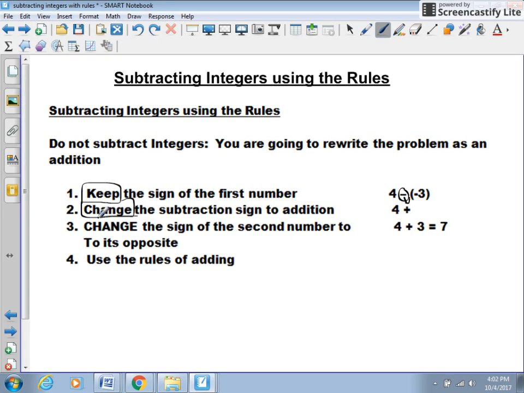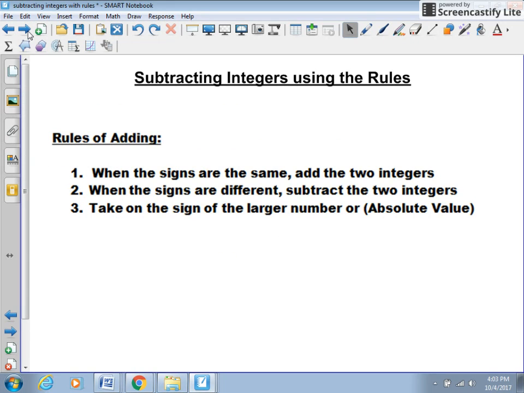And then you also change the sign of the second number to its opposite. So here, negative 3 has become positive 3 because subtracting a negative is the same thing as adding a positive. Just like adding a negative is the same thing as just subtracting. Once you have done those 3 steps, then you simply use the rules of adding in order to solve your problem.